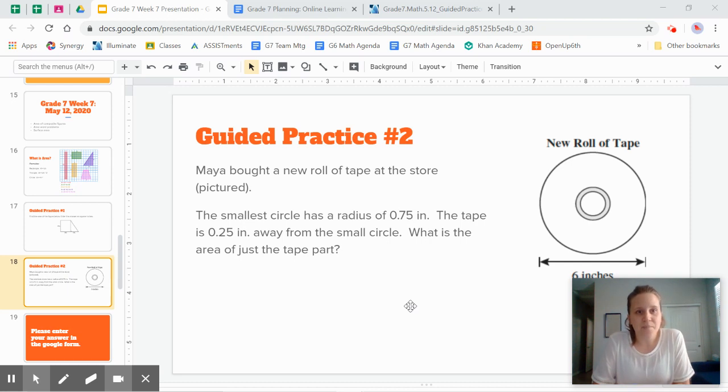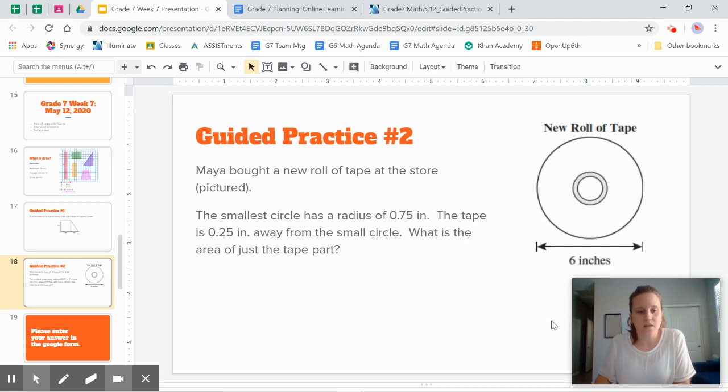Number 2, Maya bought a new roll of tape at the store. It's pictured here. The smallest circle has a radius of 0.75 inches. The tape is 0.25 inches away from the small circle. What is the area of just the tape part?